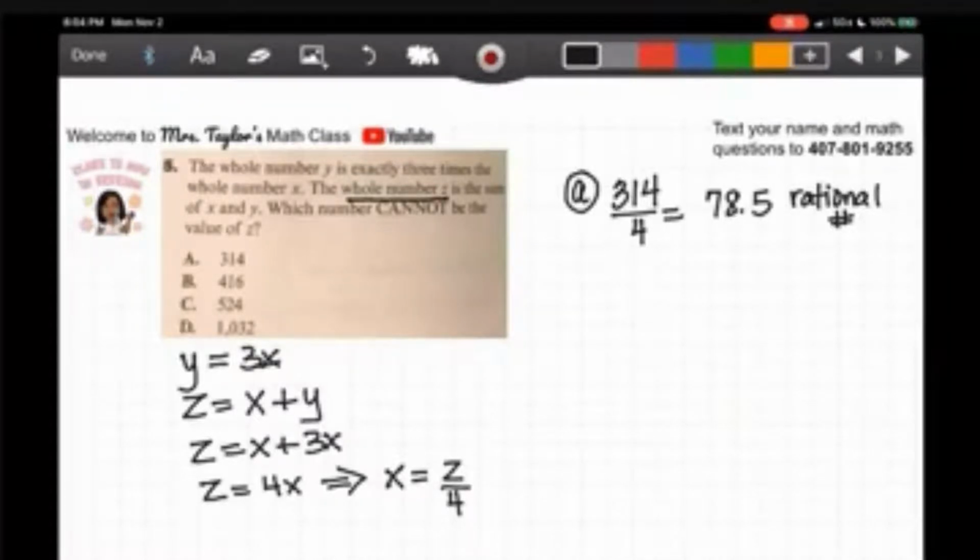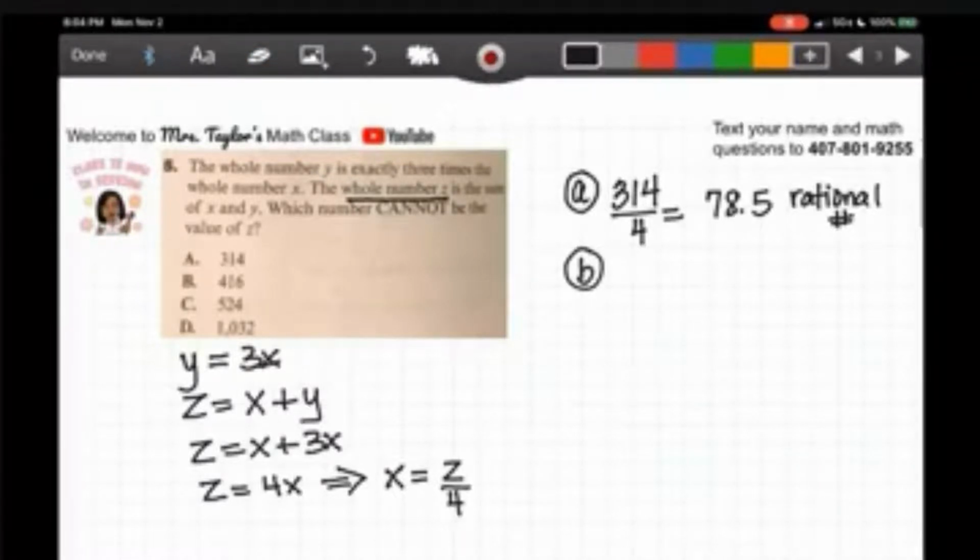Now, this is what I meant to say earlier. Z is all of these answer choices. So Z could be 314, it could be 416, 524, and 1032. When I divide each one of these numbers by 4, that's going to get me the x value. That's what I should have said earlier to make more sense. So we know that 78.5 is a rational number. We know that our numbers have to be all whole numbers. But we know that A is going to be our answer choice that we want. But let's look at why B, C, and D are not our answer choices.